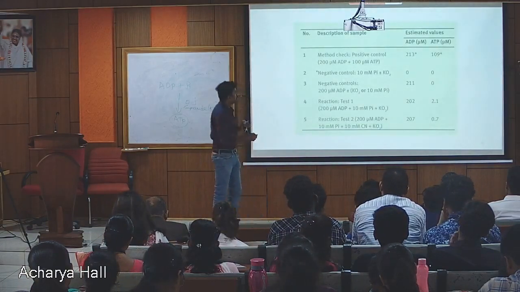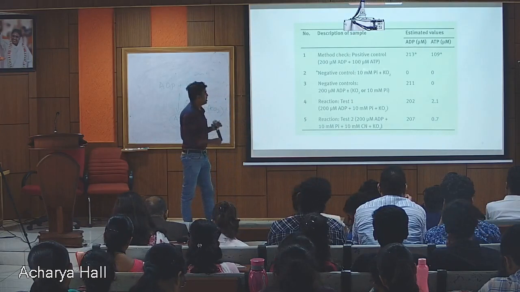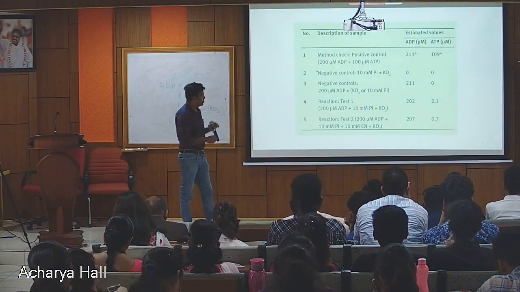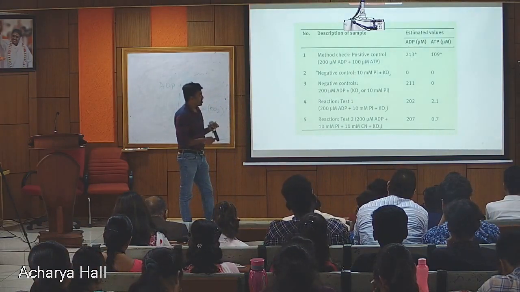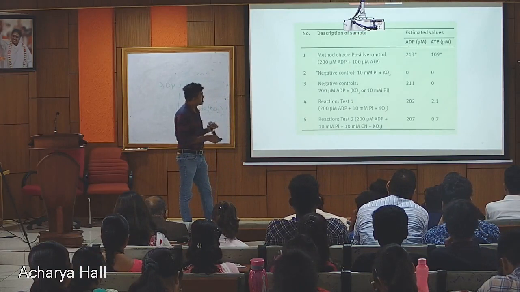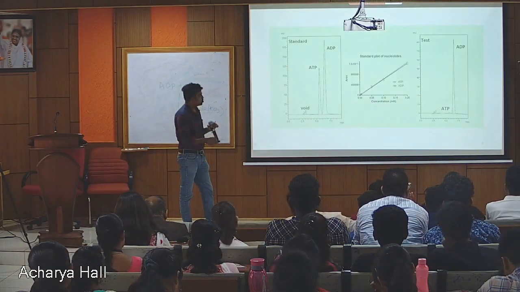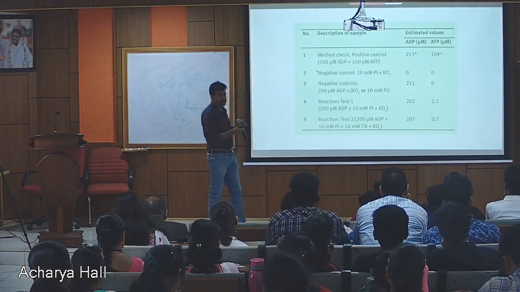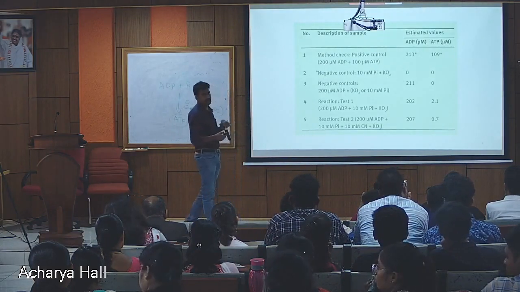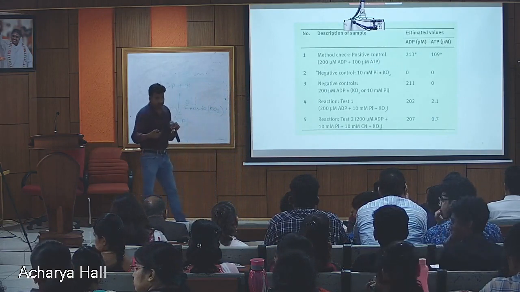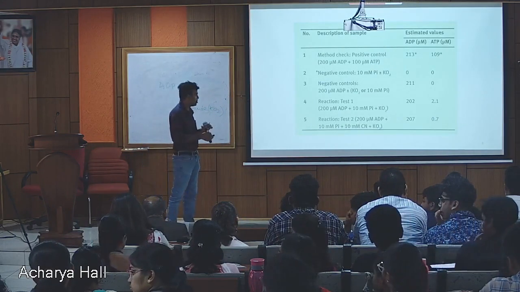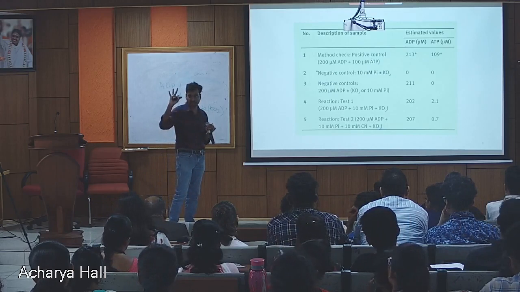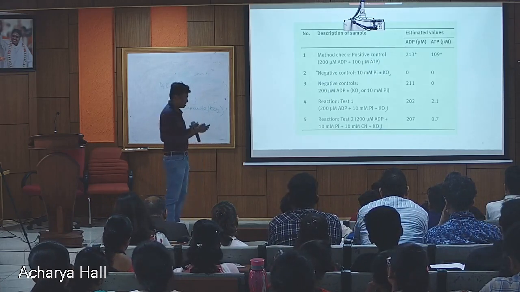Here for the positive control we have added 200 micromole of ADP. Here we have got the peak for 213. Using this standard plot we have got 213. That means for 200 we were getting 213. That is a deviation. It tends to happen. That is a machinery deviation, or even handling, anything can happen for everybody. That's why experiments are done thrice to get the deviation.